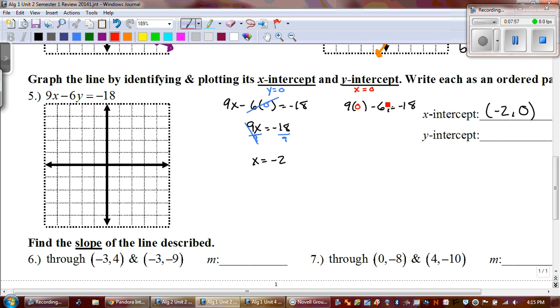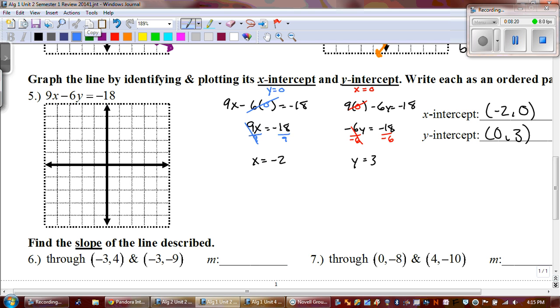For our next one, x equals 0. We get -6y equals -18. To solve for y, we have to divide both sides by -6, and we get y equals 3. And once again, remember, that's the point (0, 3).